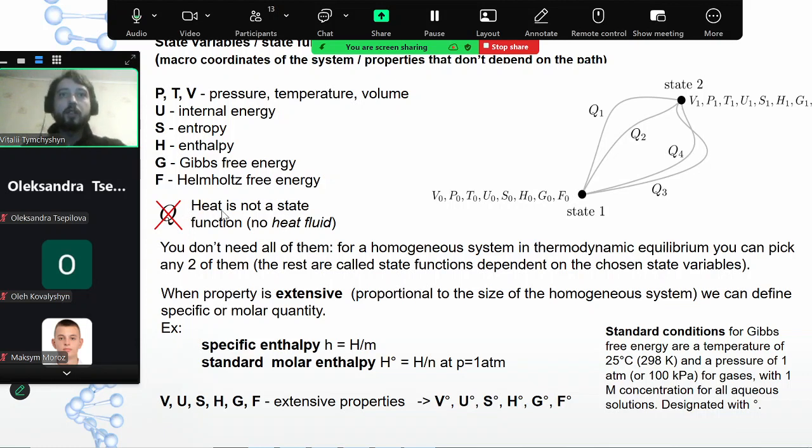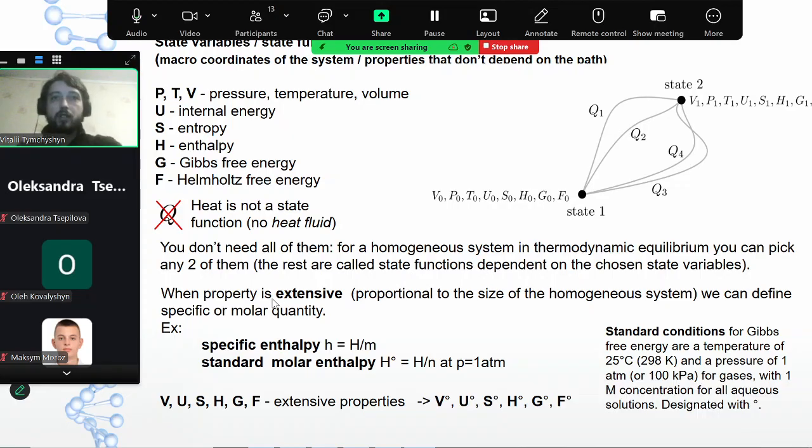Here is a note that heat is not a state function, so that's okay. But here are pretty many variables that are. And of course, we don't need to consider all of them. For a homogeneous system in thermodynamic equilibrium, you can pick any two of them, and the rest will be just functions of these two picked variables. Which of them to pick depends on the problem that we are solving.